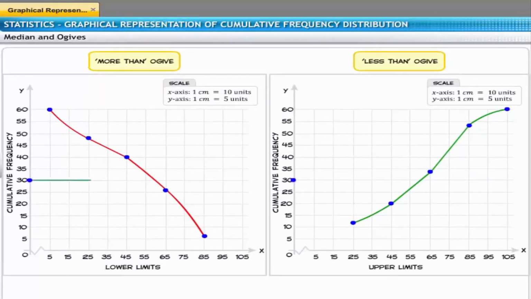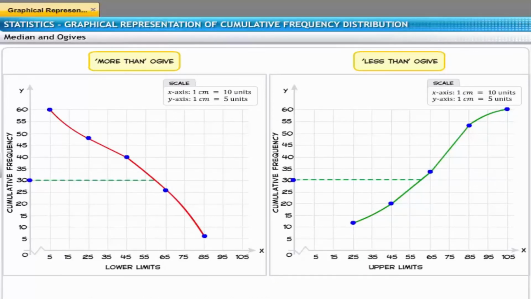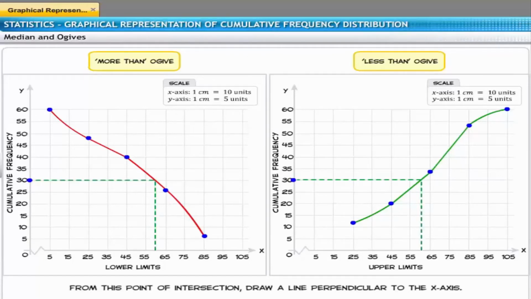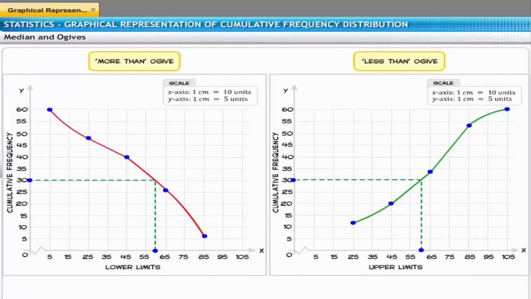We'll draw a line parallel to the x-axis from the point denoting n by 2 to intersect the ogive. From this point of the ogive, draw a line perpendicular to the x-axis. The point where the perpendicular intersects the x-axis gives the median of the grouped data. As you can see, you can use either the more than or the less than ogive to find the median of the grouped data. In both cases, the median of the given grouped data is approximately 59.